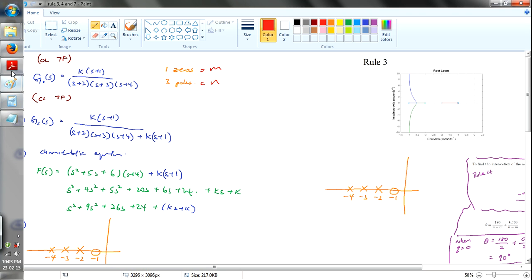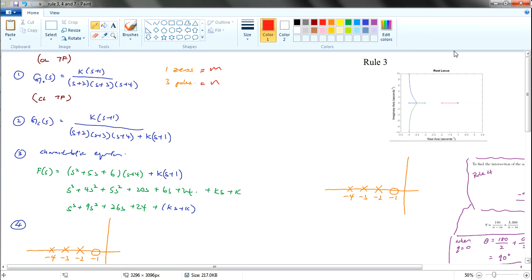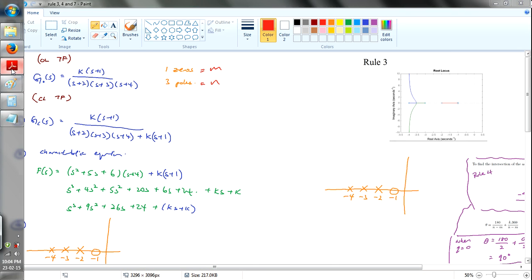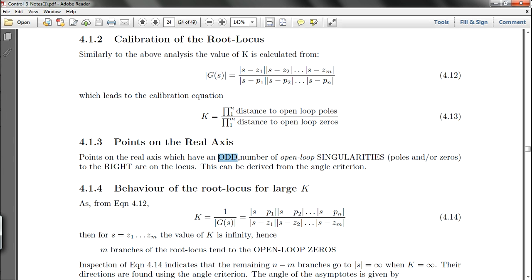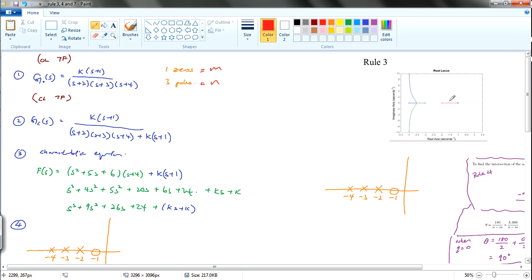Okay, so I don't know whether I am wrong or what. It says that the real axis which has an odd number of open loop singularities. These singularities mean either poles or zeros of the open loop. So any of these open loop poles and zeros are called singularities. This is singularity, this is singularity, all of them are. As it says, any odd number of it to the right are on the locus. It should be not on the locus, right? As you can see, wait, hold on a while.